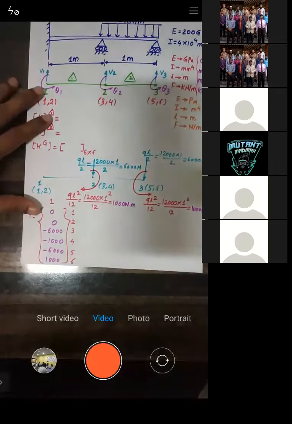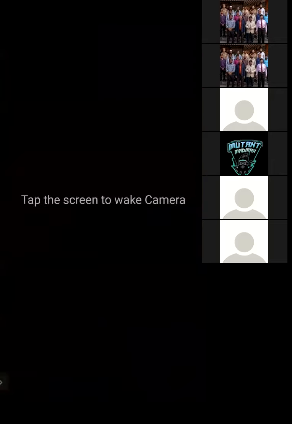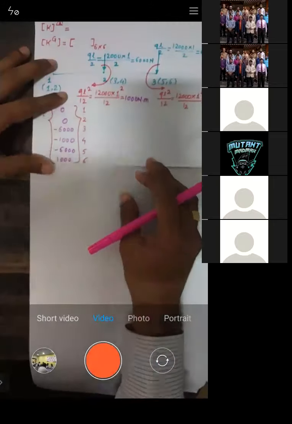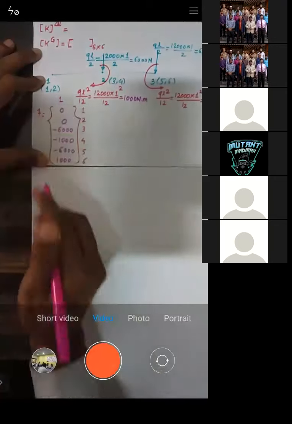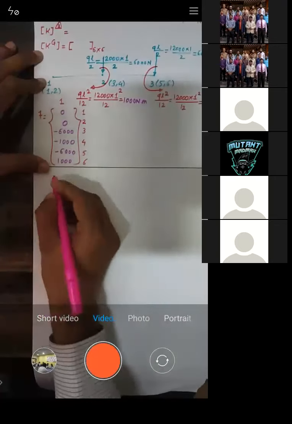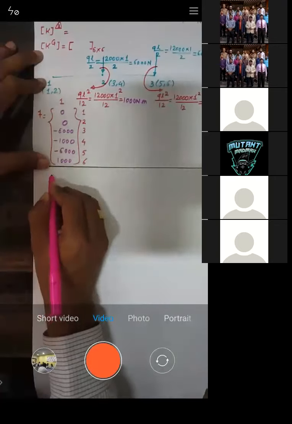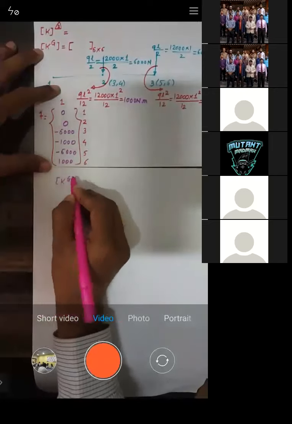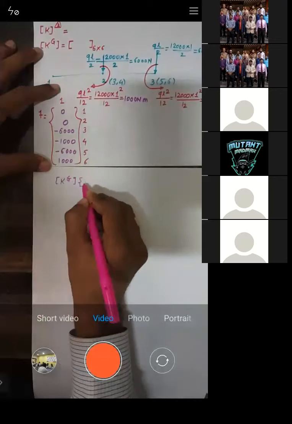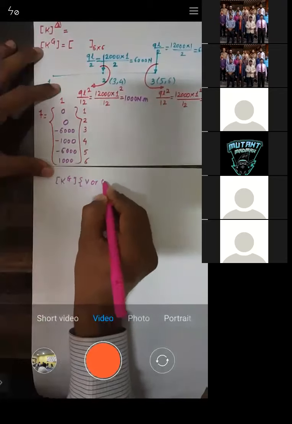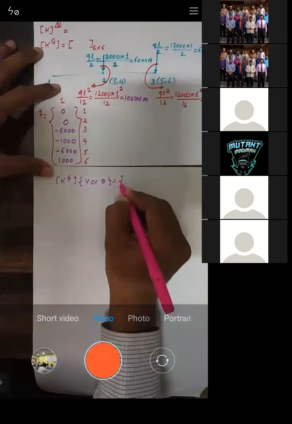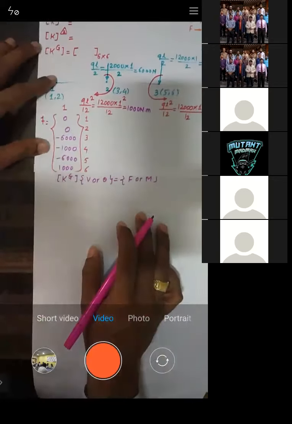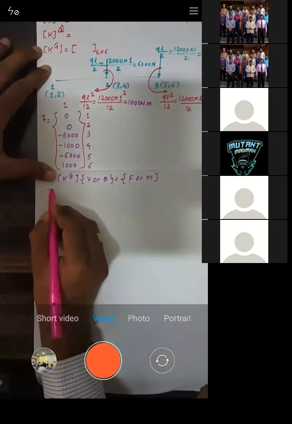Is that okay? Now how to solve? So how to solve such an equation? Now we already have the global stiffness matrix. I'll just write it down here. The global stiffness matrix, multiplied by the displacements, which are V or theta, is given by force or moment. So for the global stiffness matrix, we will have it as 6 by 6.